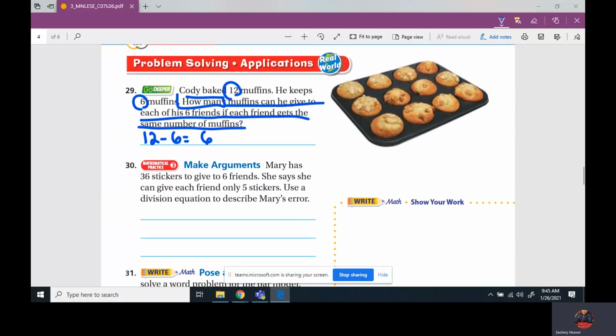What are we working on today? So what are we doing with 6s today? Dividing. So he's going to give one. We can draw 6 friends, sure. 1, 2, 3, 4, 5, 6, and we can count to 6, right? 1, 2, 3, 4, 5, 6. Okay. How many muffins is each friend getting? 1. Or that's 6 divided by 6, which equals 1 muffin.